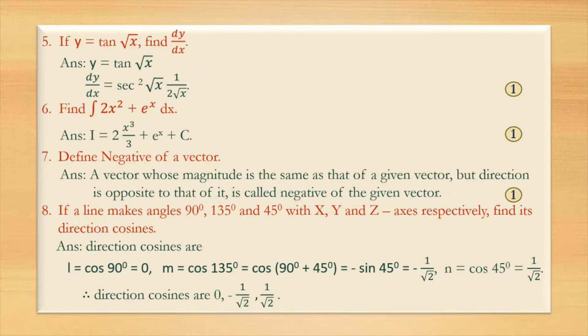Now cos of 90 plus 45 will be in the second quadrant, so it turns into minus sine 45 degree, which is nothing but minus of 1 by root 2. Similarly, n is equal to cos of 45 degree. So cos of 45 degree is equal to 1 by root 2. Therefore, here the direction cosines are 0, minus 1 by root 2 and plus 1 by root 2.